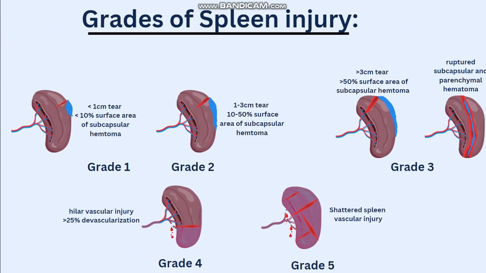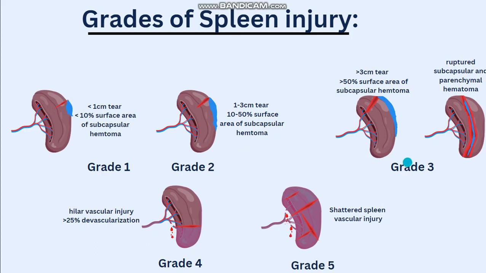Now heading towards the spleen injury. There are 5 major grades of spleen injury. If the tear is less than 1 cm and the subcapsular hematoma covers less than 10% of surface area of spleen, then it is grade 1. If the tear is 1 to 3 centimeter and the subcapsular hematoma covers 10 to 50% of surface area of spleen, then it is grade 2.